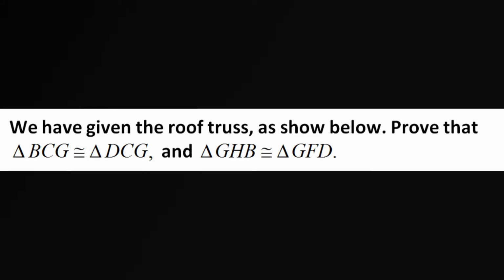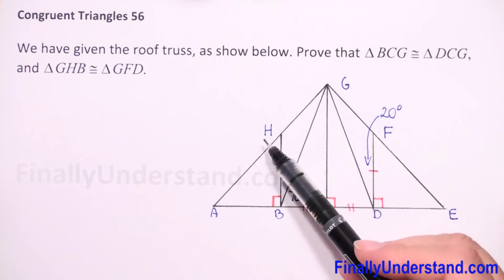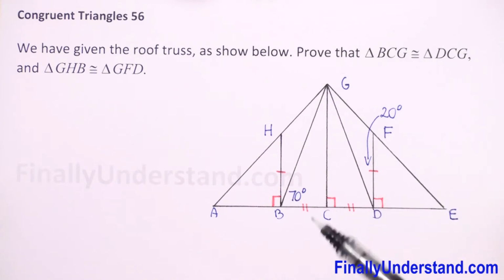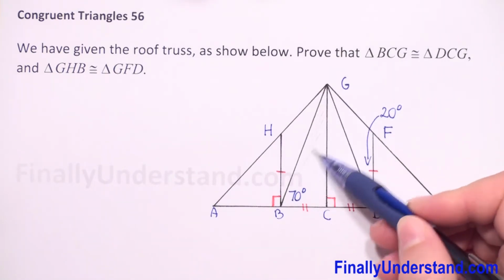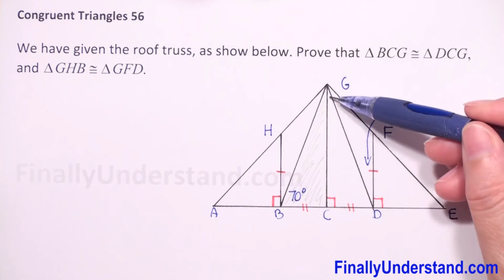We are given a roof truss as shown below, and we have to prove that triangle BCG is congruent to DCG first, and next that triangle GHB is congruent to triangle GFD. So let me first shade the first two triangles, which we have to prove are congruent. We have to show that BCG, so this triangle, is congruent to DCG.